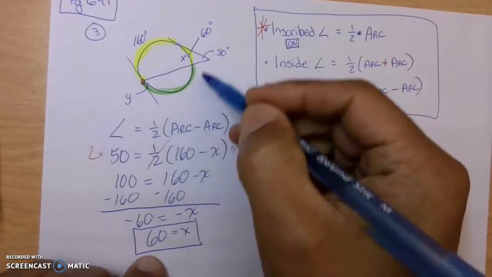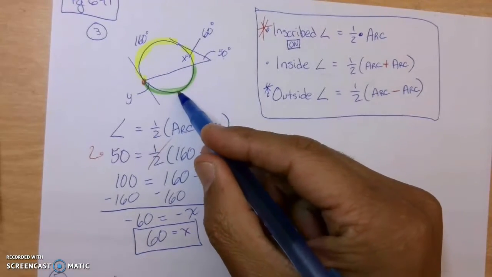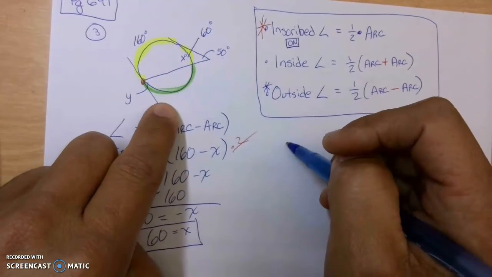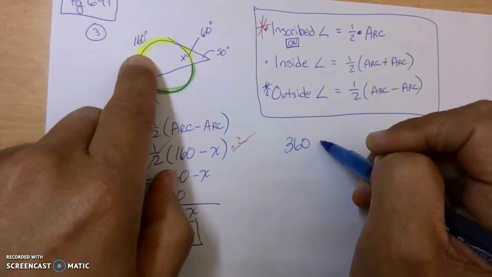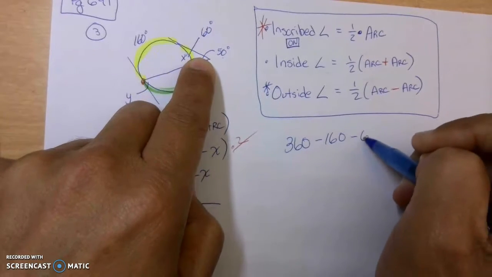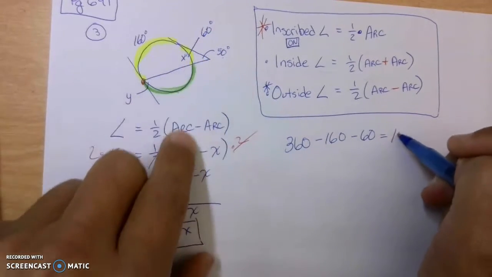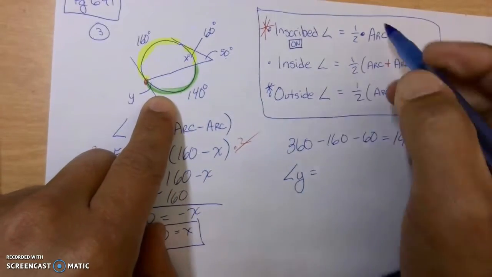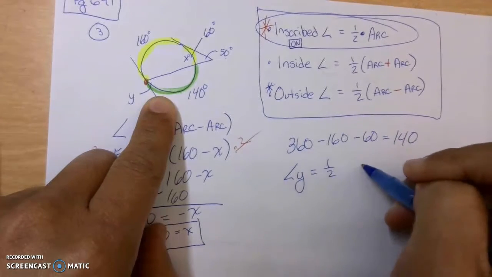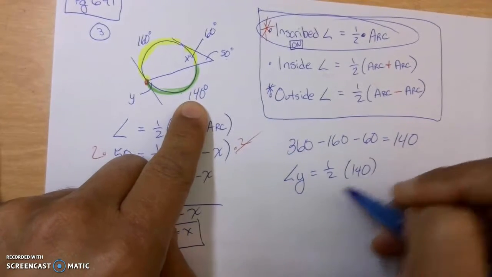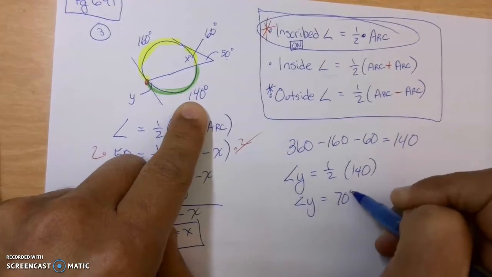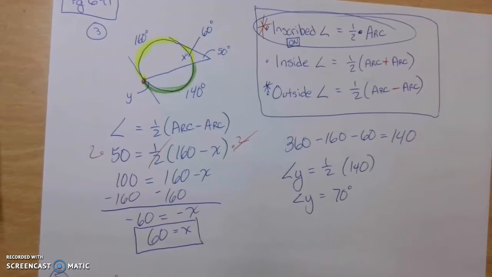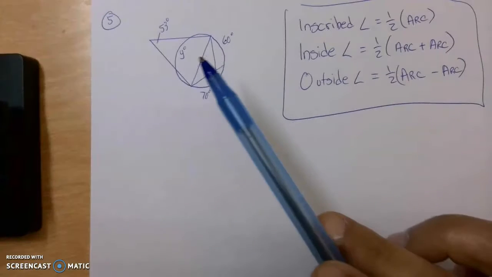And we know that the entire circle is 360. So the first thing we're going to do is figure out the measurement of the green arc here. A complete circle is 360. We're going to minus out 160, and we're going to minus out this 60, and we will get 140. And so angle Y, because it's an inscribed angle, is going to be 1/2 of the arc it hits, 140. So angle Y is 70 degrees. Okay? Different formulas for where the location of the angle is in comparison to the arc. That's number 3.